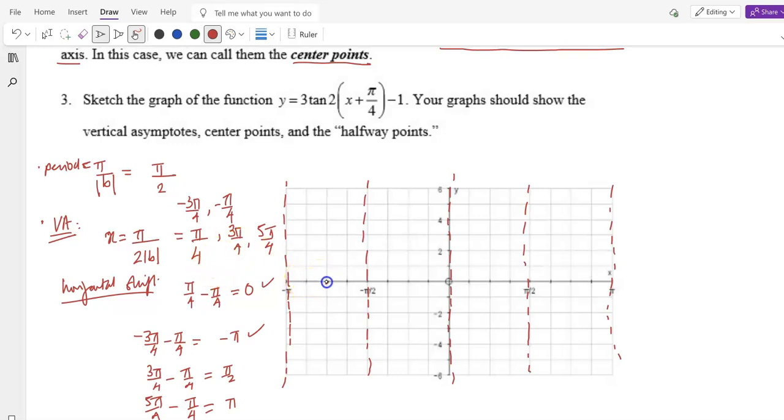Now what do you do? Midpoint, the center points, the x-intercepts. But the center point is also shifted one down. So you shift the center point one down. Now half of this is the amplitude, the vertical stretch, 3 above. So 1, 2, 3 above, and then below, 1, 2, 3 below, like this.